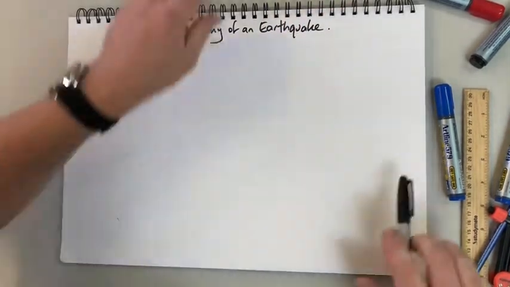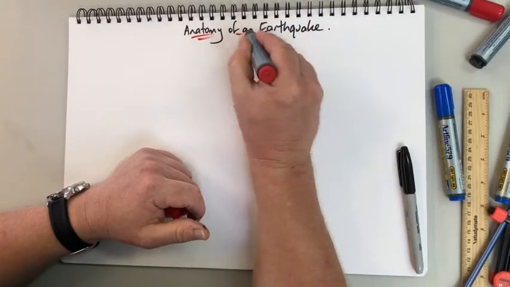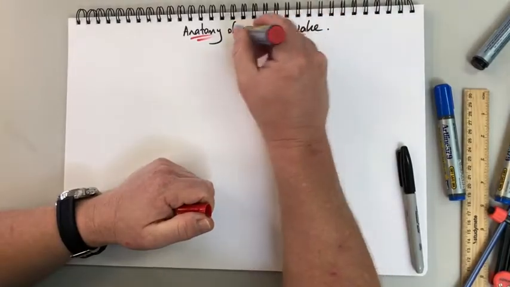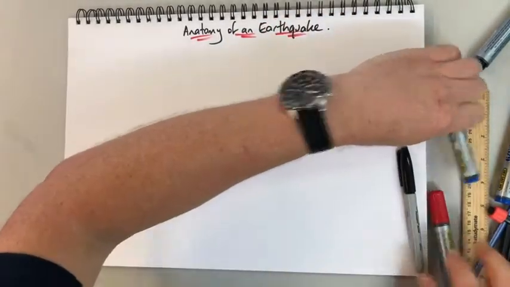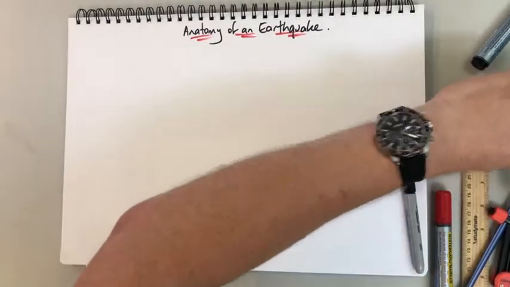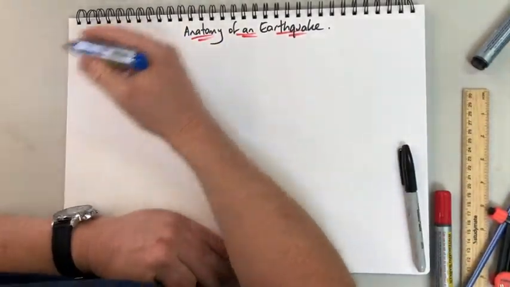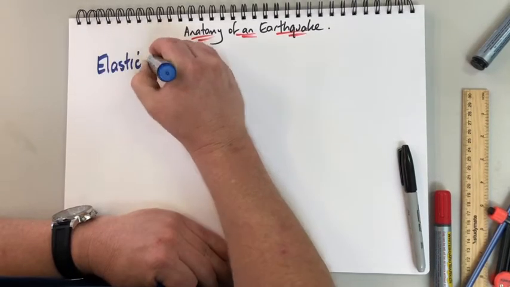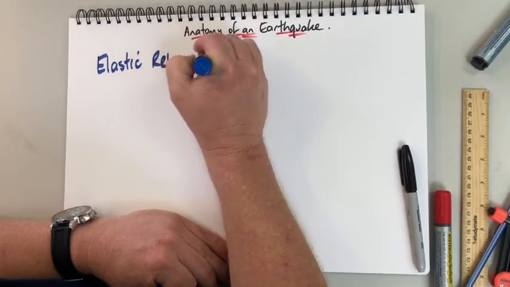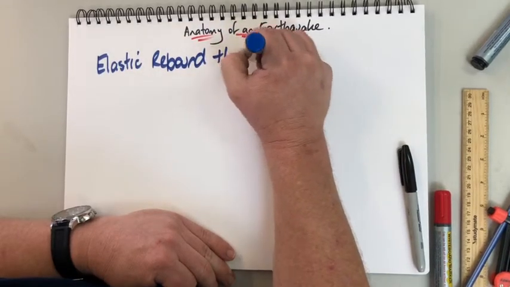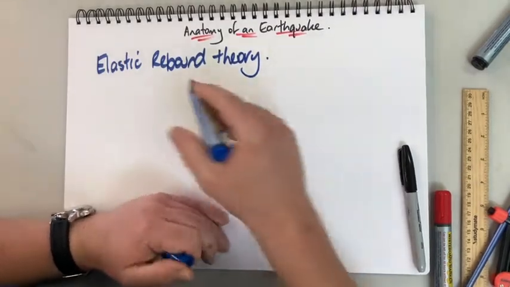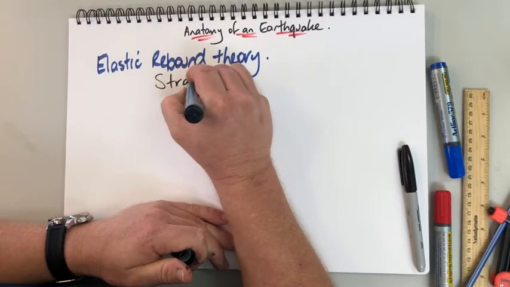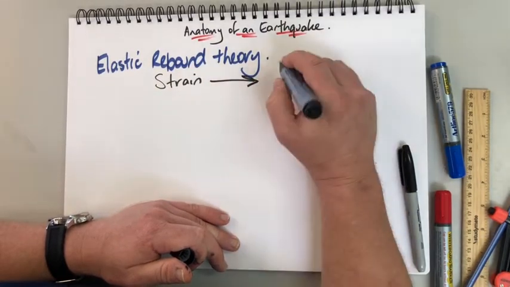You might be wondering, what are earthquakes made of? Well, it's not quite as simple as it's just shaking, because there's a lot more going on behind the scenes. Earthquakes are really a part of a theory called elastic rebound theory. And elastic rebound theory is a theory where we have strain leading to deformation.